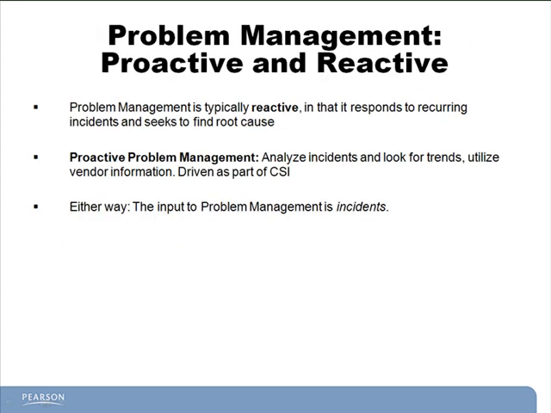Problem management comes in two flavors, reactive and proactive. Problem management is typically reactive, meaning that it responds to incidents and tries to find the root cause and the resolution of those incidents. But proactive problem management is driven as a part of CSI, or continual service improvement. It's where we proactively look for trends in our incident tracking or technology monitoring tools, and will open a problem ticket to resolve an issue before it impacts anyone. Whenever you hear the word trends or analyzing trends, you should think of proactive problem management. Also, try to remember that the most typical input to problem management is incidents.